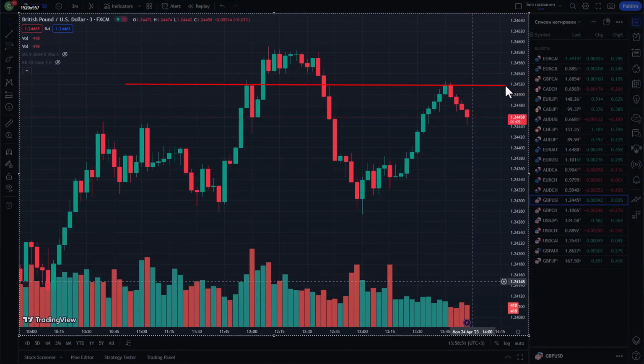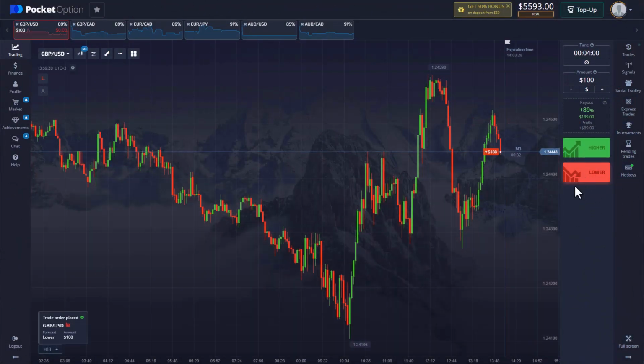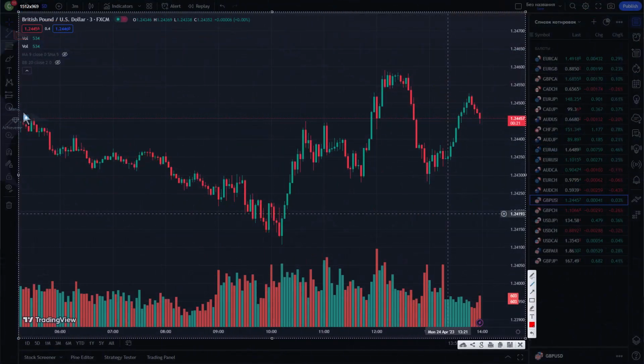We will invest in a price drop after reversal from the resistance level. Let's switch to the broker and open a deal for 100 with 4-minute expiration time. And back to the trading view for more detailed analysis.